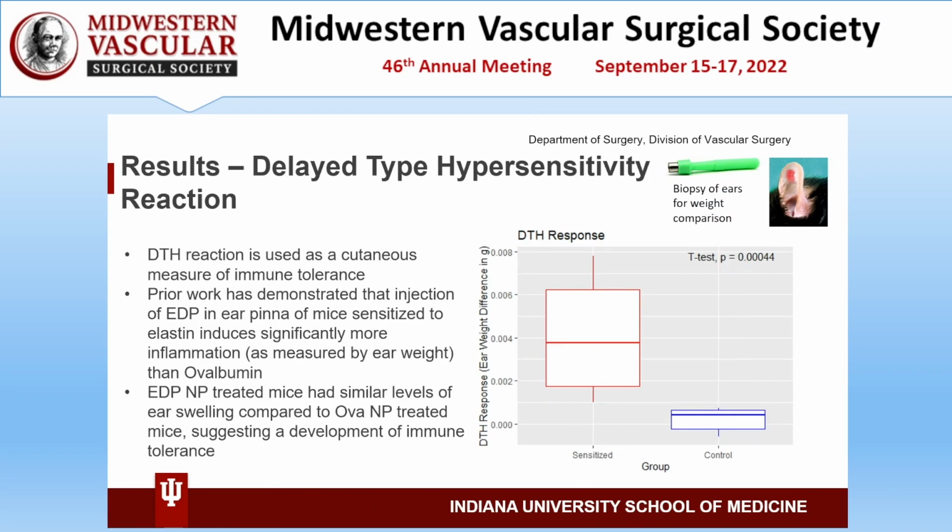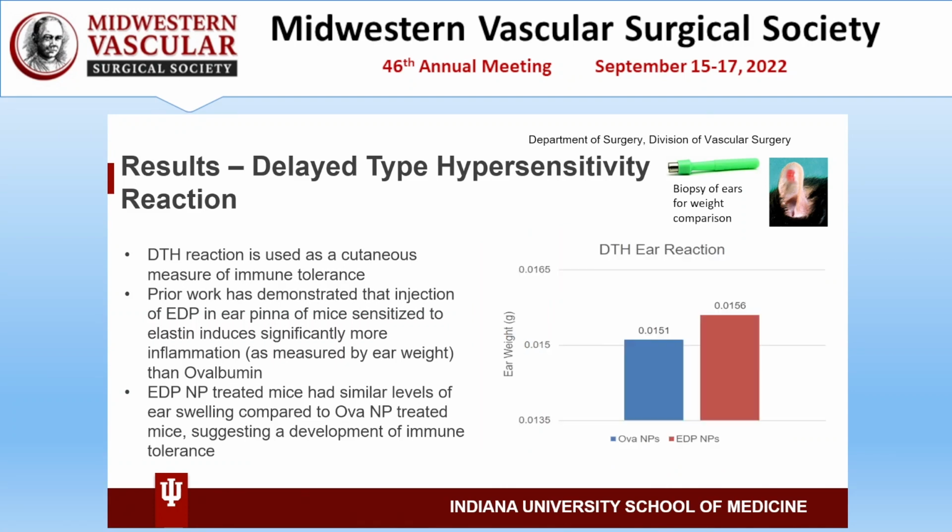We also looked at delayed type hypersensitivity reactions and used it as a cutaneous measure of immune tolerance. On the right, previous work has shown that injection of elastin degradation products in the ear pinna of sensitized mice induces significantly more inflammation as measured by ear weights as compared to controls. However, in our study, we found that elastin degradation product treated mice had similar levels of ear swelling compared to the ovalbumin nanoparticles, suggesting a development of immune tolerance.